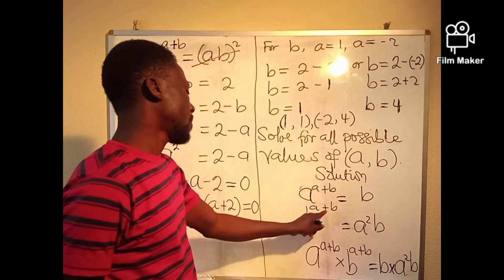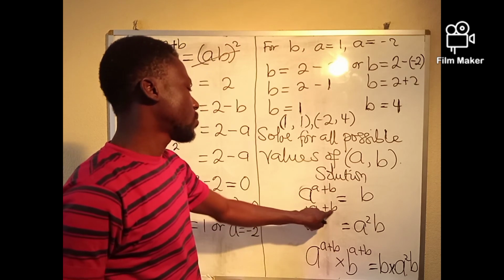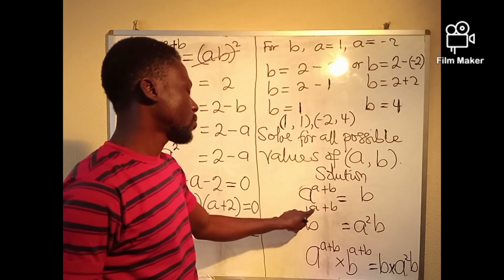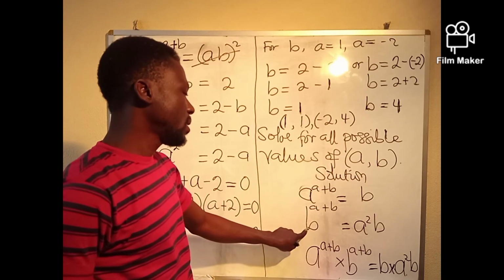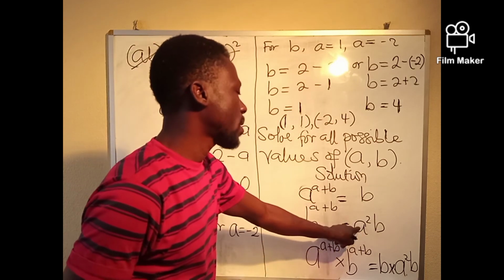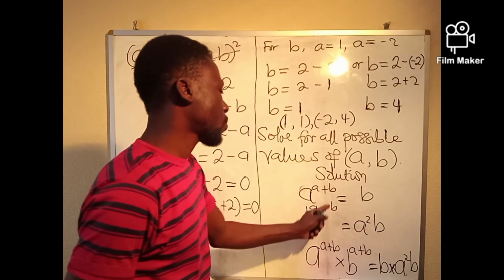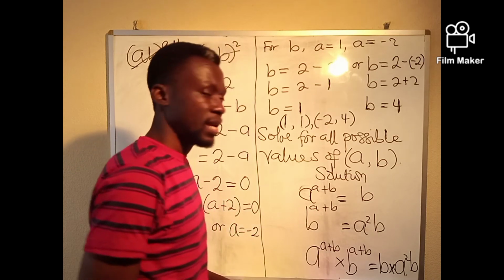So b is raised to the power 1, b is equal to 1. So 1 plus 1 will give you 2. And b is also 1. 1 squared will be equal to a squared times b, which is 1 squared times 1, so it's 1. So 1 squared will give you 1, which is equal to 1, and it checks.